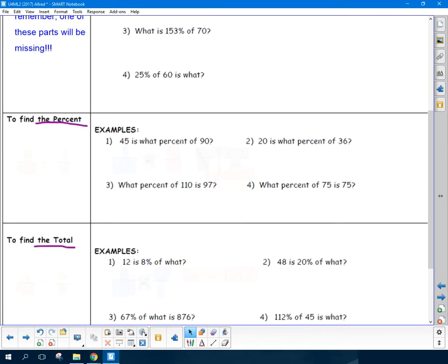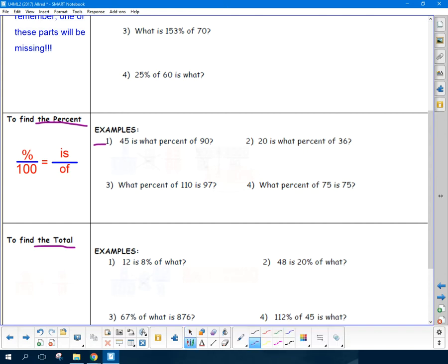Here's the next example of a problem we might solve. We might be solving for the percentage itself. So we might see a problem that says, hey, 45 is what percent of 90? Guess what? Just like I said before, we can solve all the problems in this unit just like setting up this proportion like we did earlier.